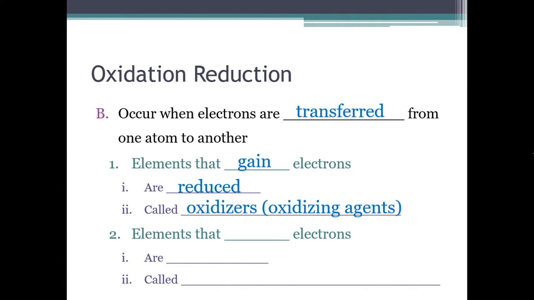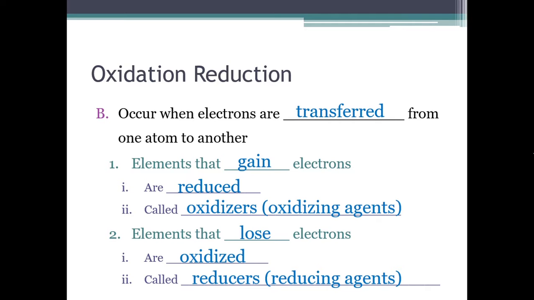So if you have elements that are gaining electrons, someone else must be giving them up because remember, matter cannot be created or destroyed. We cannot materialize electrons out of nowhere. If one element is gaining them, it's because they came from something. It came from the elements that lose electrons, and the elements that lose electrons are oxidized. And these are called reducers or reducing agents.